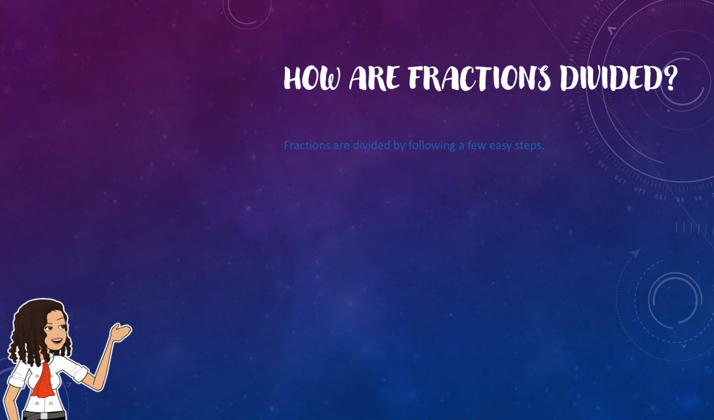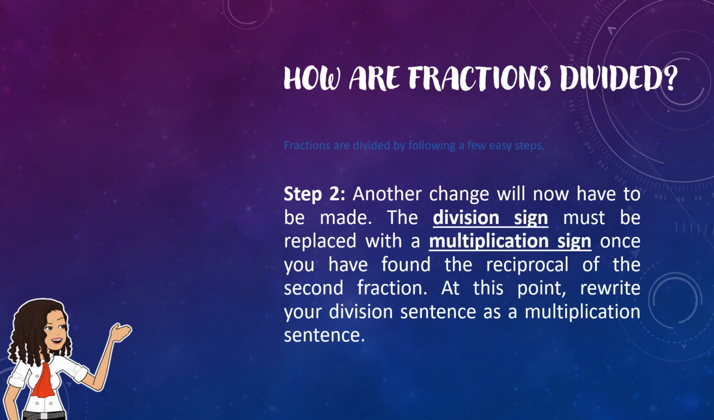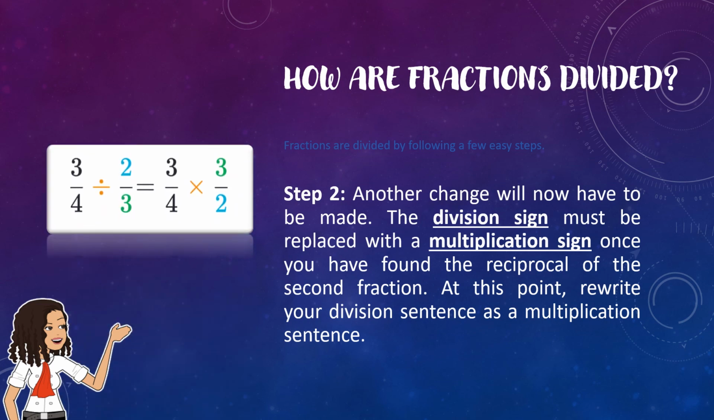How are fractions divided? We're going to continue now to step 2. Another change will now have to be made. So once you found the reciprocal, we have another step that we need to do. We're going to go ahead and look at the division sign now. The division sign must be replaced with a multiplication sign once you found the reciprocal of the second fraction. At this point, rewrite your division sentence as a multiplication sentence.